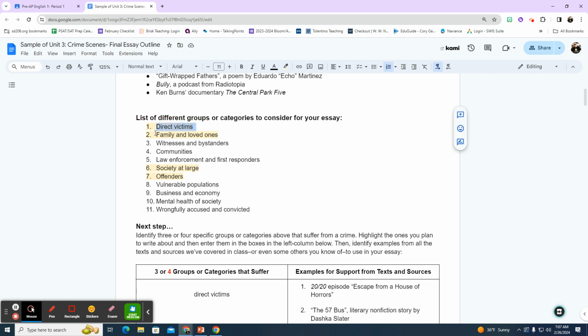Now, I have four highlighted here, as you can see, but you only need three. Writing about three is all that's required. Four if you want to make your essay a little longer, a little more specific, and a little more likely to get a higher grade just because you have more content. Make sure they're highlighted. So if you haven't done this part, please go back through and highlight whatever three or four you plan on using as groups or categories affected when a crime is committed. So pause the video and highlight these now if you haven't done that.